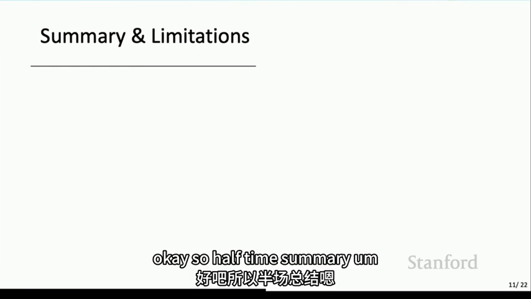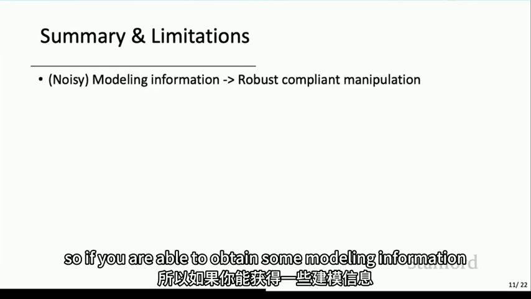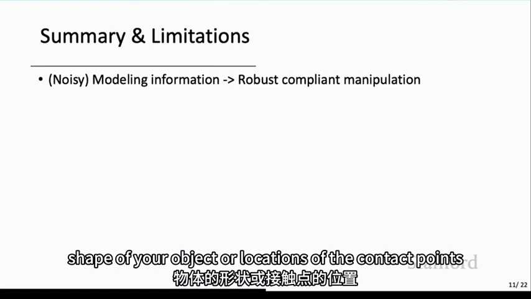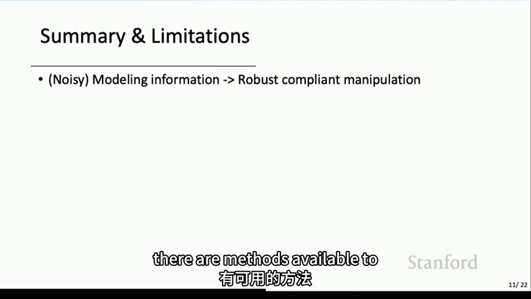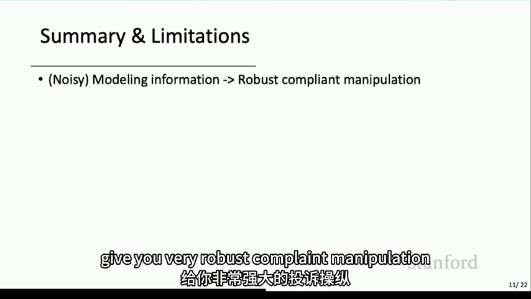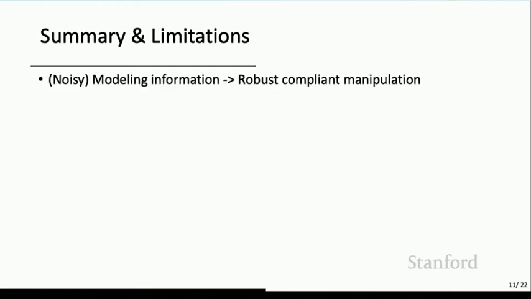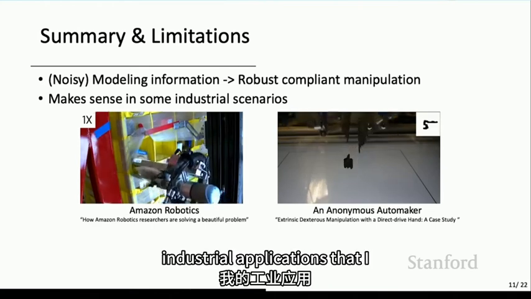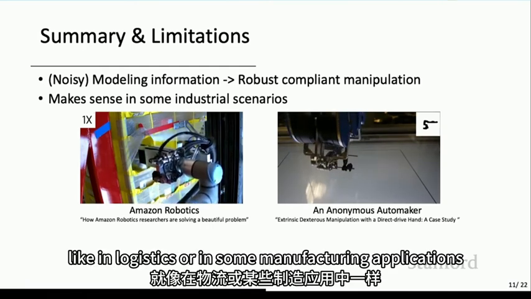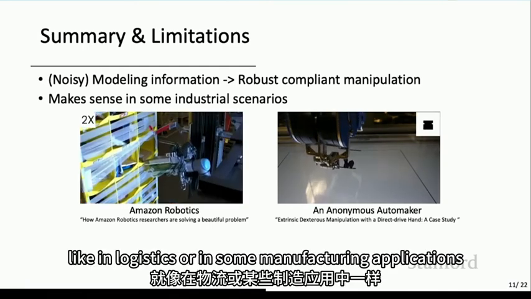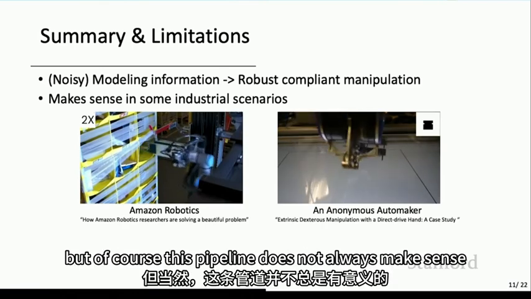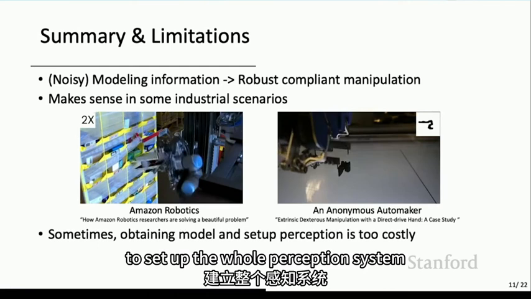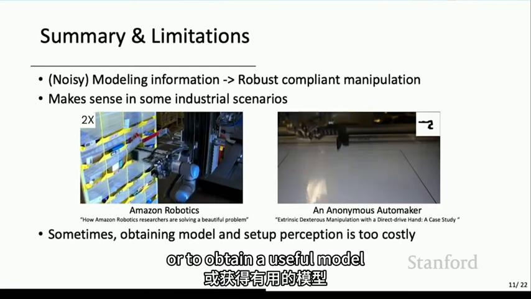Okay, so, half-time summary. If you are able to obtain some modeling information, like the shape of your object or locations of the contact points, there are methods available to give you very robust compliant manipulation. This type of approach has been very useful in some industrial applications that I was involved in, like in logistics or in some manufacturing applications. But of course, this pipeline does not always make sense. Sometimes it's just too costly to set up the whole perception system or to obtain a useful model.